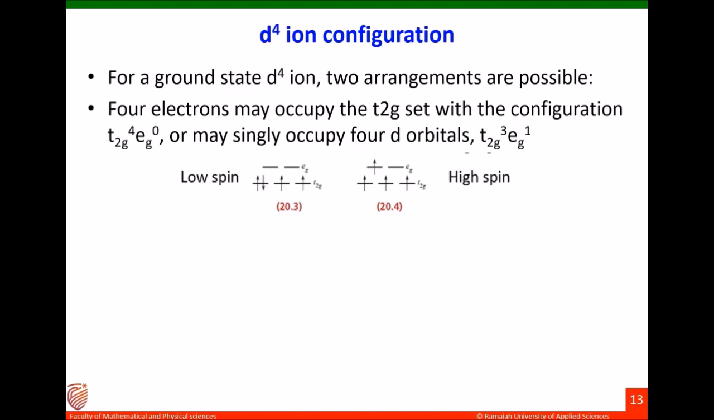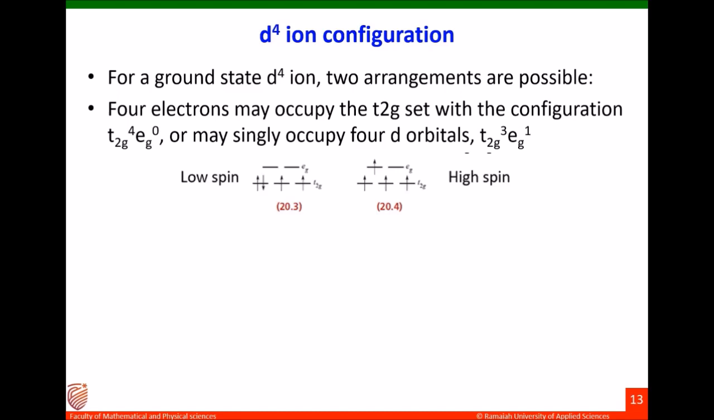Now you see the configuration 20.3, which corresponds to a low spin arrangement, and 20.4 to a high spin arrangement. The preferred configuration is that with the lower energy and depends on whether it is energetically preferable to pair the fourth electron or promote it to the Eg level. So the preferred configuration is that with the lower energy, and depends on whether it is energetically preferable to pair the fourth electron or promote it to the Eg level.